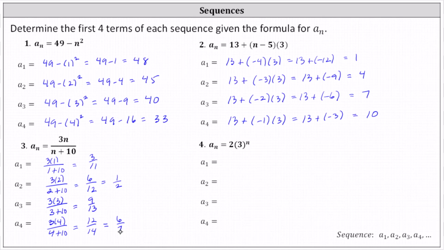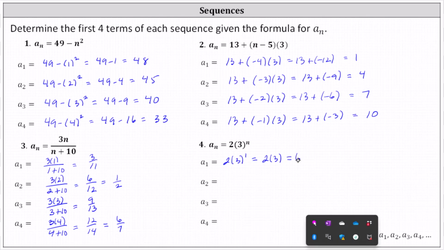And for the last example, we have a sub n equals 2 times the nth power of 3. To determine a sub 1, we substitute 1 for n. A sub 1 equals 2 times 3 to the first power. Following the order of operations, we evaluate the exponents first. 3 to the first is 3, giving us 2 times 3, which equals 6.